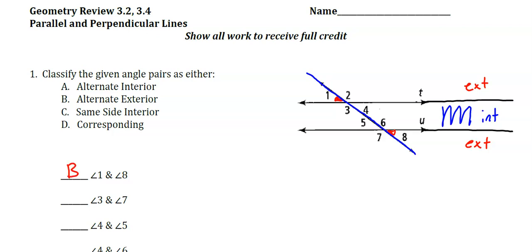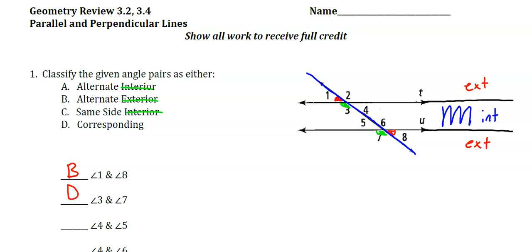All right, 3 and 7. So 3 is right here, it's this big obtuse angle. 7 is right here, another obtuse angle. They are in the same position. One's inside, one's outside. So that's another thing that tells you that it can't be interior or exterior, because you have one inside of each. So that one is D, corresponding.